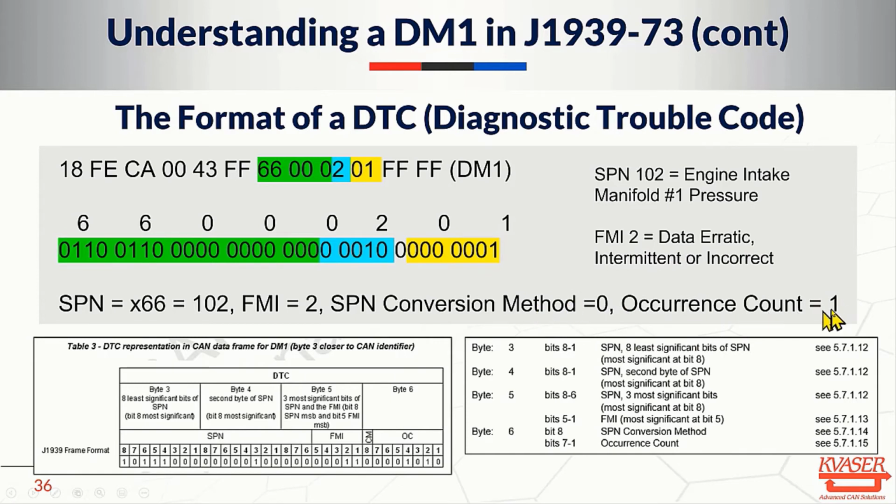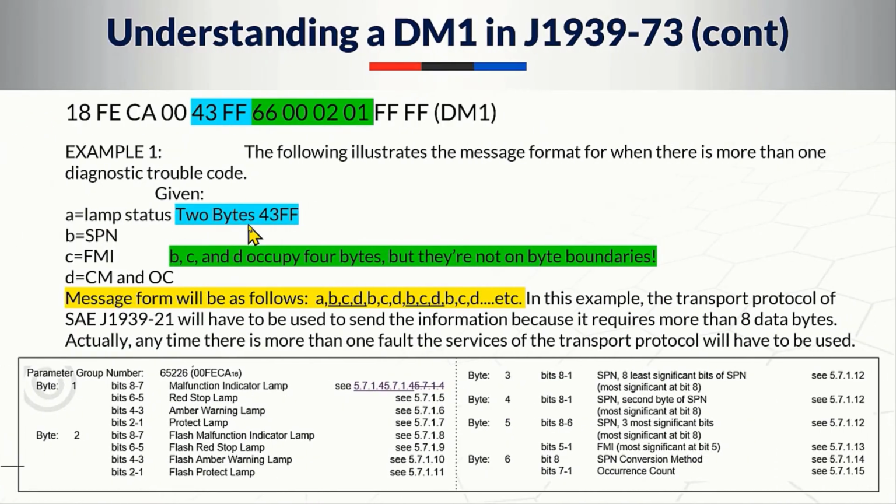And we got an occurrence count of 1. So this tells you this diagnostic trouble code is set, and once since clearing, the engine intake manifold number 1 pressure has exhibited erratic, intermittent, or incorrect data. That's what this DTC tells us right here, these 4 bytes. Okay, that information is in -73 as shown down here. These are cuts out of -73. All right, so moving on to the next slide.